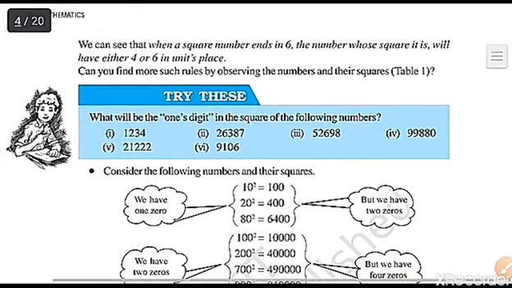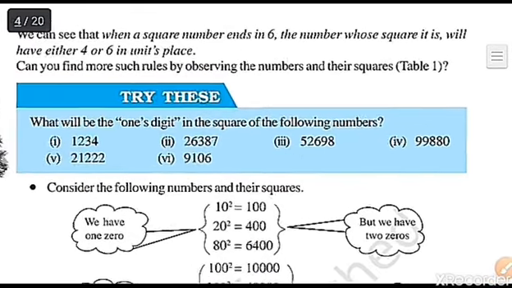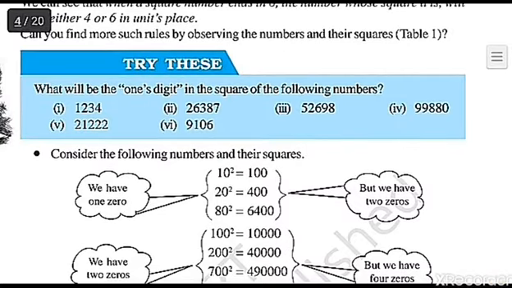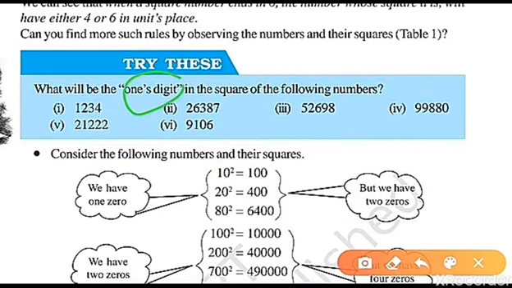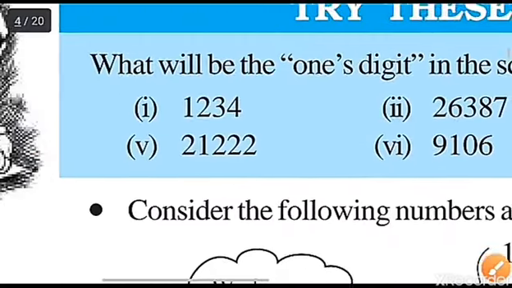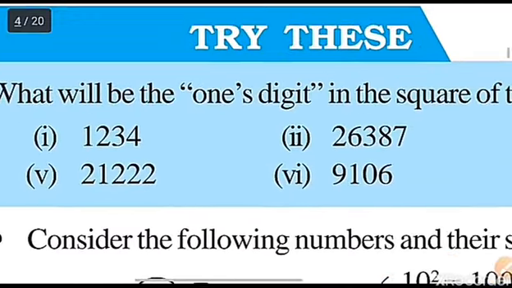Now the next question is: what will be the ones digit in the square of the following numbers? All you have to do is focus on the single digit of the number, and then you will be able to find the ones digit of the square.